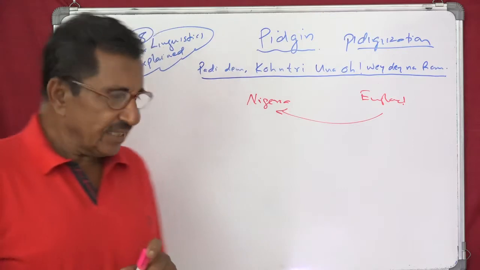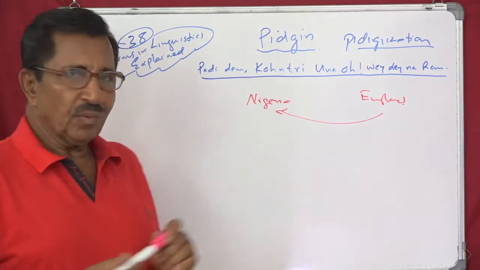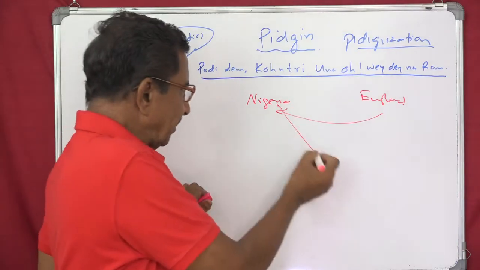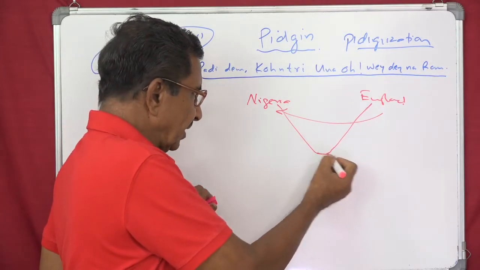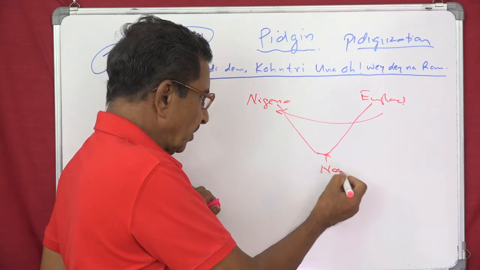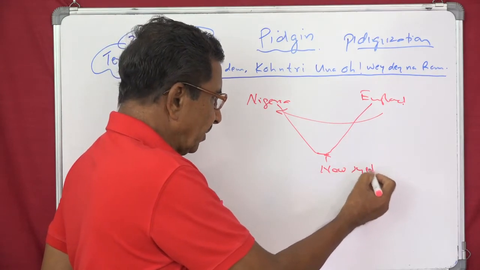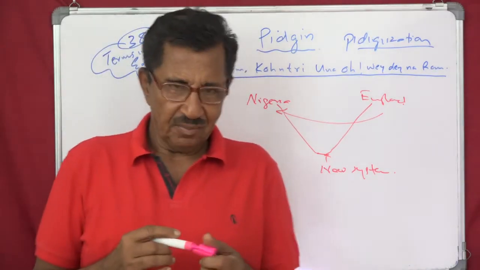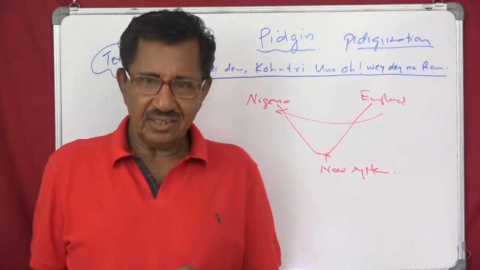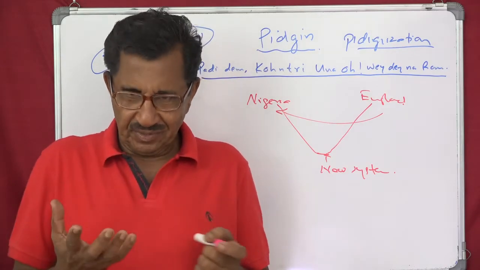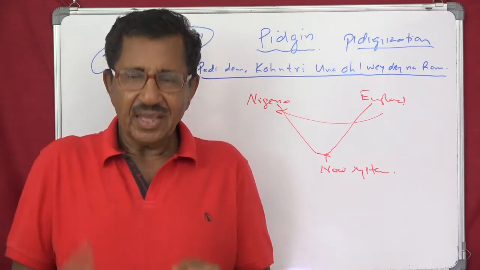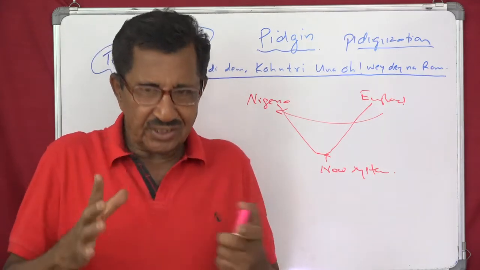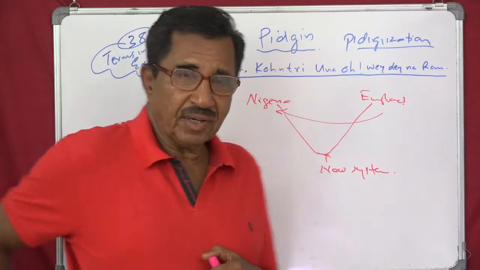So in such a situation, a new system develops. Some part of Nigerian and some part of English, you have got a new system. And this new system of communication is called Pidgin. So what is Pidgin? Pidgin is a system of communication which has grown up or developed among people who do not have or do not share a common language.